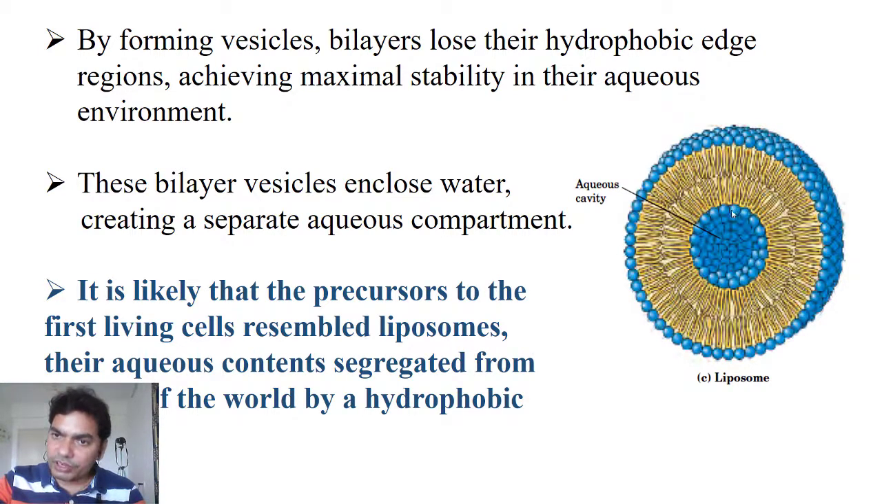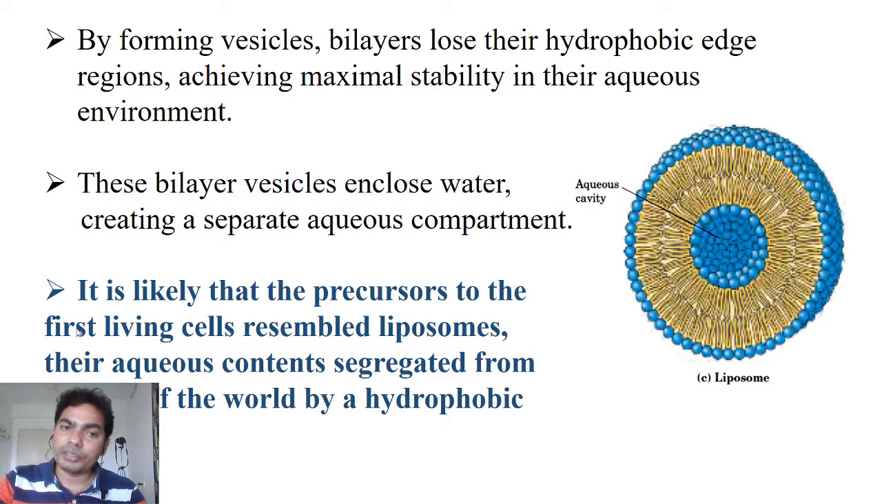If it has an aqueous layer, you can compare it with a single cell, right? So this is the aqueous phase, and this aqueous phase you can compare with the cytosol or cytoplasm of the cell. If you increase the liposome structure, then there may be vacant positions that are filled with water. So that may be the cytoplasm, and there may be some different organelles. So it is believed that this may be the precursor to the first living cells, which resemble liposomes.